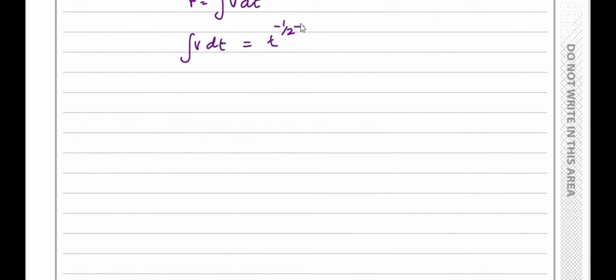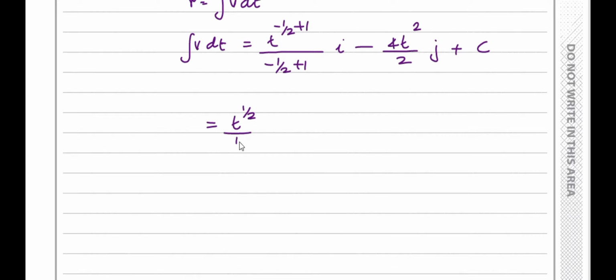minus half plus 1 over minus half plus 1 i, minus 4 t to the power of 2 over 2 j, and then plus c. This simplifies to t to the power of half over half i minus 2t squared j plus c. That is, dividing by half is actually multiplying by 2, so it becomes 2 t to the power of half i minus 2t squared j plus c. Okay.